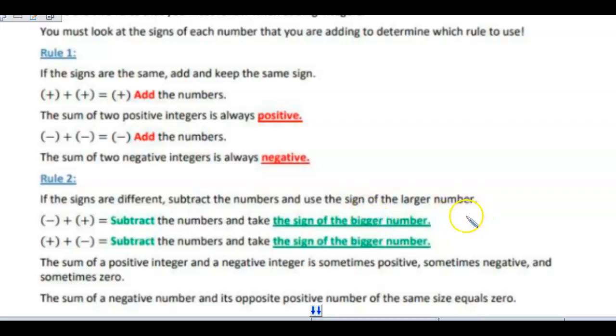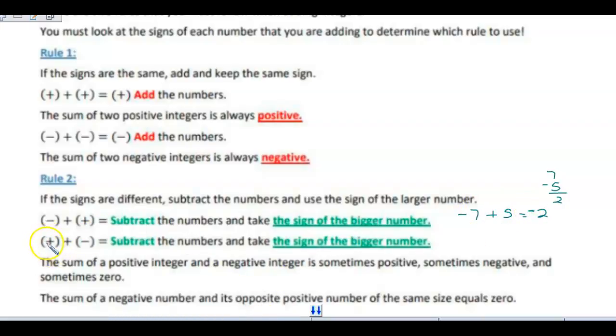So say I have -7 plus 5. There are different signs. This is a negative, this is a positive. So I'm going to take 7 minus 5, and that's going to give me 2. I need to know, is this going to be a positive or a negative? Well, when I look back at my problem, I have 7 negatives, and I have 5 positives. Well, that means I have more negatives. So my answer is going to be a -2.